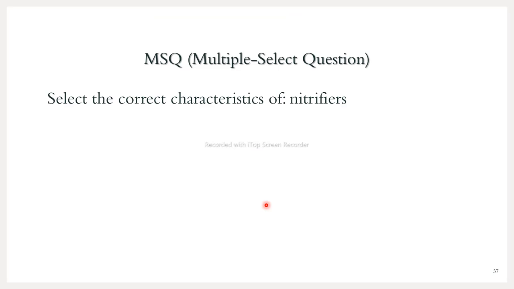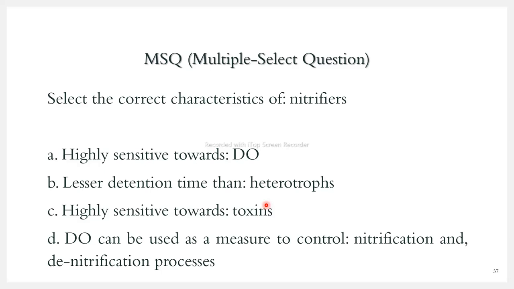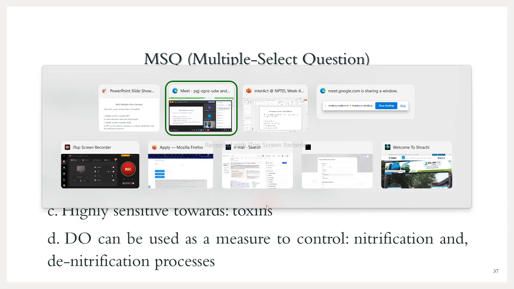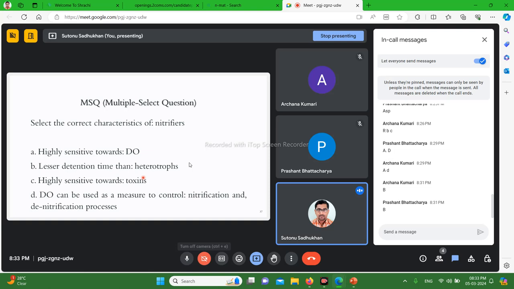Okay. Then multiple select question. Select the correct characteristics of 95s. Option A is highly selective towards DO, dissolved oxygen. Option B is lesser detention time than heterotrophs. Option C is highly sensitive towards toxin. Option D is DO can be used as a measure to control nitrification and denitrification processes. Okay. So I'll wait for 2 minutes. It is an MSQ, that means more than one option may be correct.